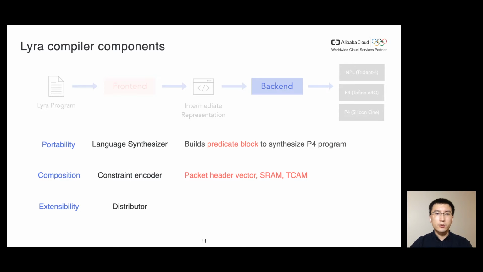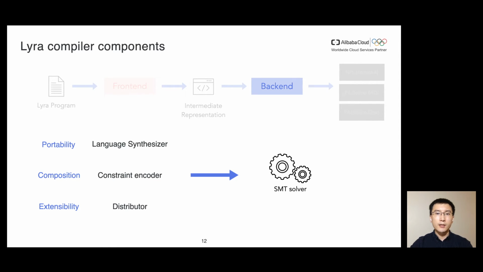At last, the distributor uses the topology and the pipeline deploy information to deploy the program across multiple switches. The backend uses several constraints to make sure the program is correctly deployed in the network. For example, the upstream switches have to pack downstream required information in the packet header so that downstream switches can process the packet correctly. The above three components encode the input Lyra program into an SMT formula, and the SMT solver returns a valid allocation plan. At last, this allocation plan is translated into the data plane program running on each switch.